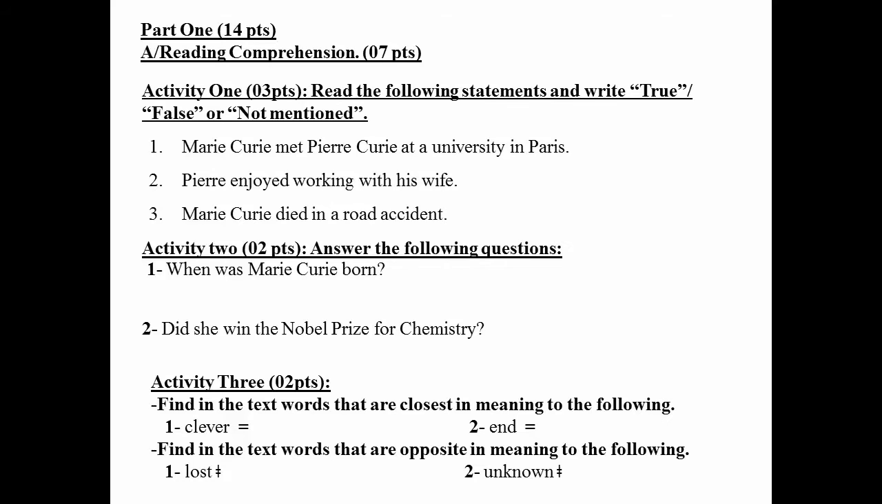Marie Curie met Pierre Curie at university in Paris. What is your answer? Excellent. True. It is mentioned in paragraph 2 in the first line. So, in 1906, she started teaching at the Sorbonne University, where she met another scientist, Pierre Curie. Very good. So, it's a good answer. We move to the second one.